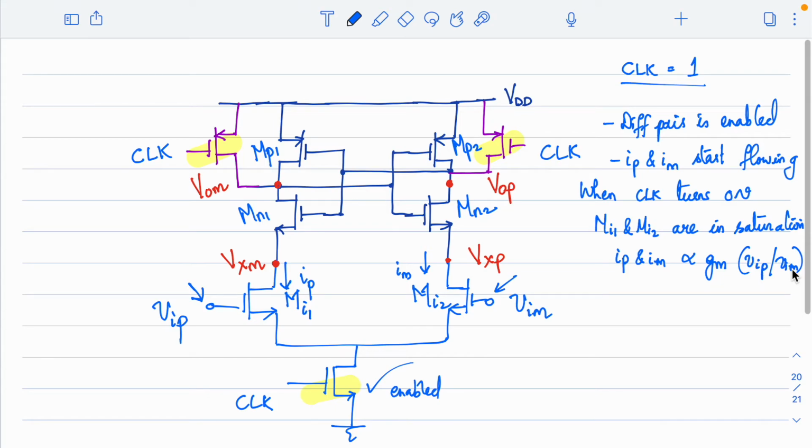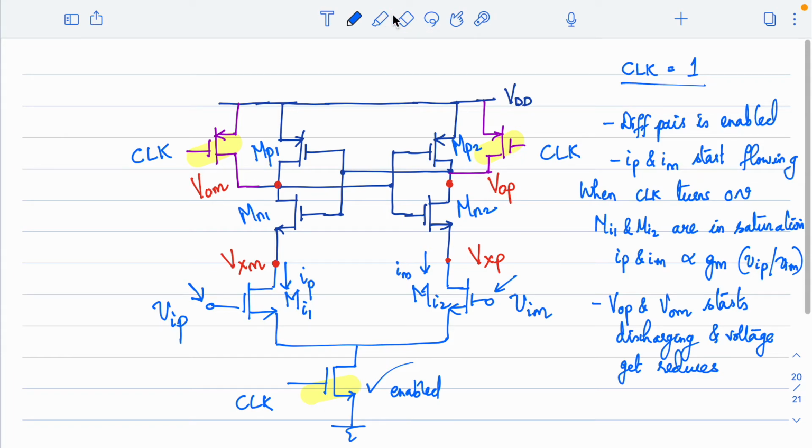But when the current starts flowing, when IP and IM start flowing, you will see that since the current is flowing, all these nodes are actually getting discharged, right? The nodes VOM and VOP, I'll mark here. When the current starts flowing, the nodes VOP and VOM also start discharging, or the voltages will lower. The voltage gets reduced at these two points. So what is the result of that?